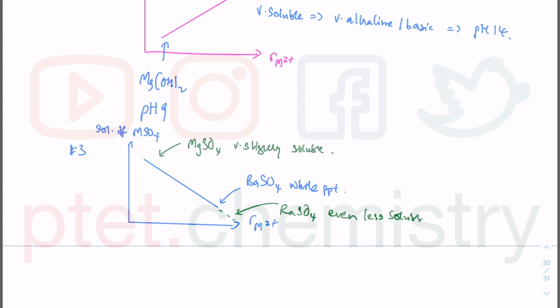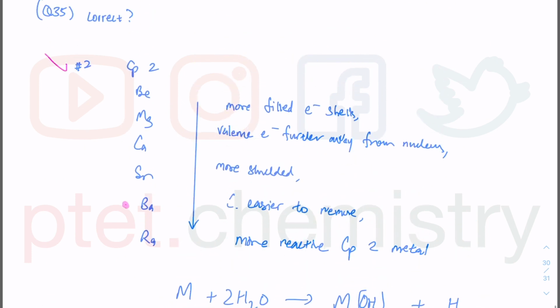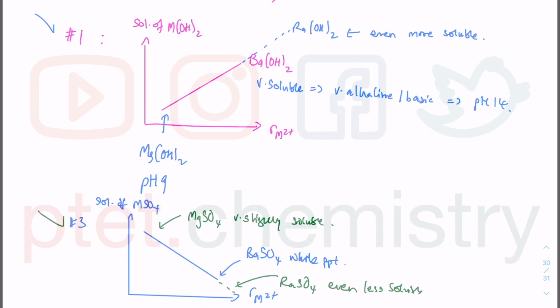Okay, so magnesium sulfate is more soluble than radium sulfate. More soluble is definitely correct. So far, we have gotten 1, 2, and 3 correct. So 1, 2, and 3 all are correct. So we're looking at option A as the only answer for this question 35.